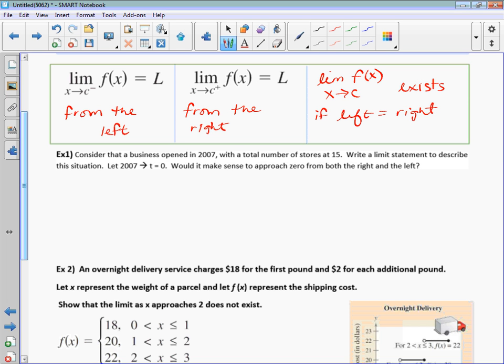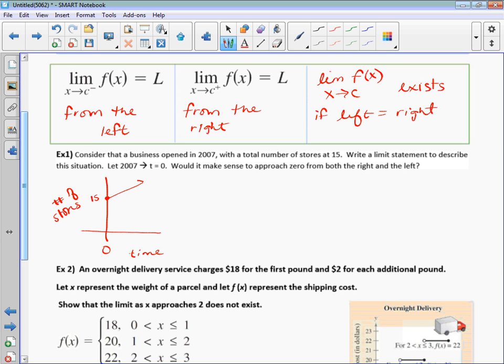Alright, so let's do an example here. We've got a business that opened in 2007. Total number of stores, 15. So we're going to write this as a limit situation, and we're letting 2007 equal the same as t equals 0. So if we draw a little picture, this is 0 for our time. This is our time. This is number of stores. We know that when t equaled 0, we were up here at 15 stores, right?